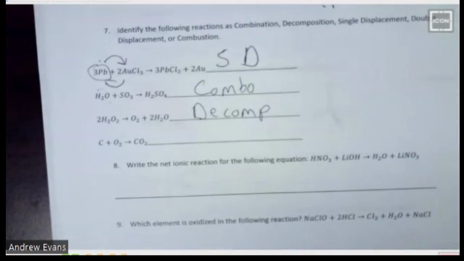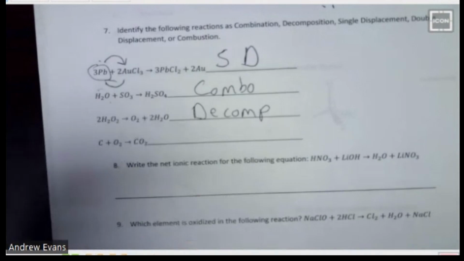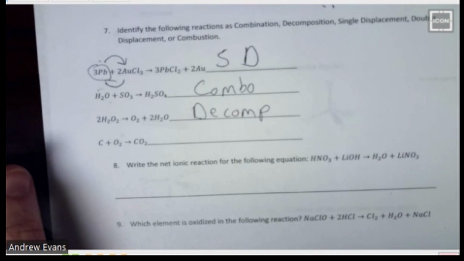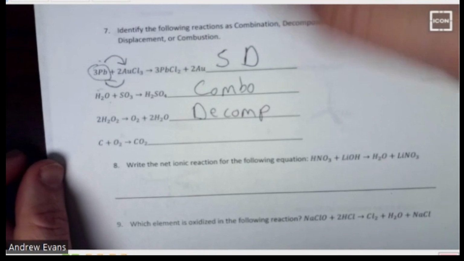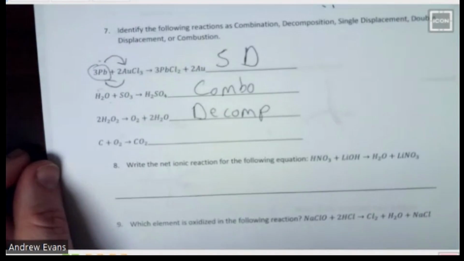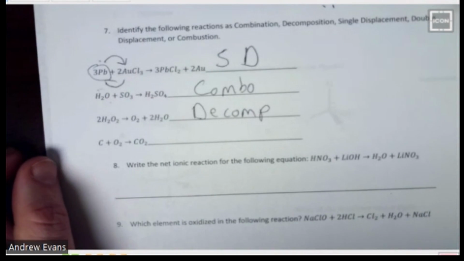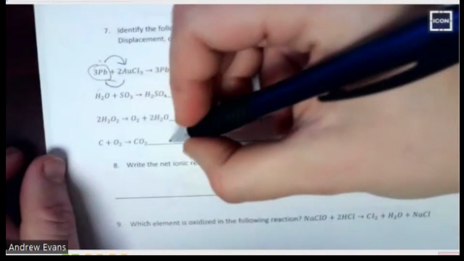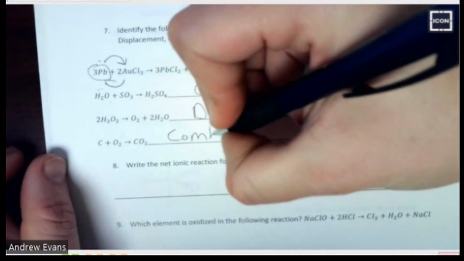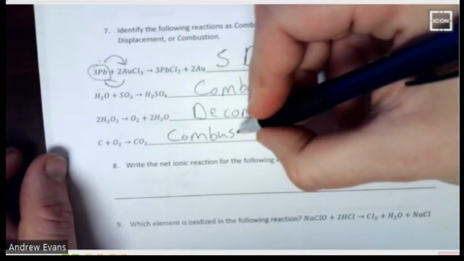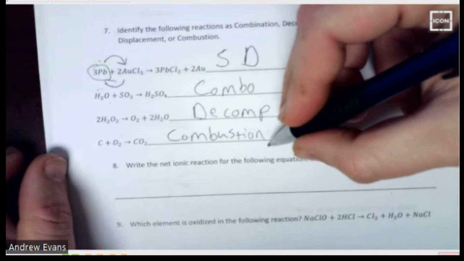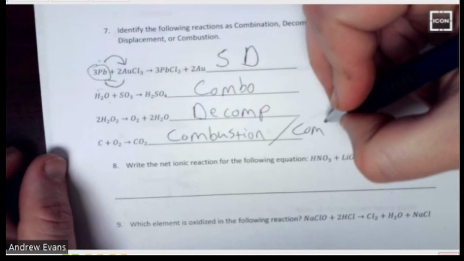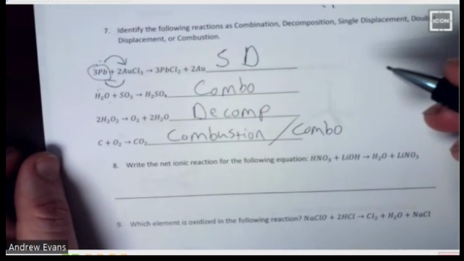And combustion is when something reacts with oxygen to form the oxide. Carbon, which is essentially coal, burns in oxygen to form CO2. So this should have been combustion, but I accepted combo as well, because truly combustion is usually just a form of combination.